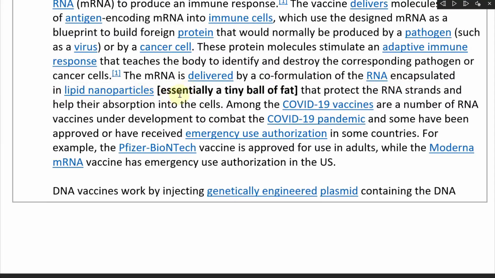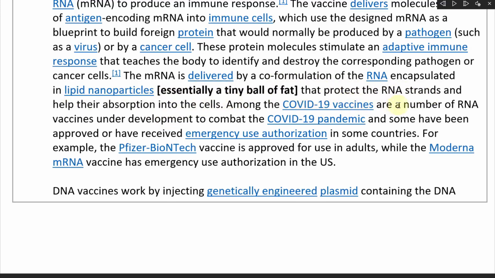nanoparticles, essentially a tiny ball of fat and proteins. In this case, yes, lipid nanoparticles, so you're looking at a tiny ball of fat, and you're putting this mRNA inside to inject. So the mRNA is delivered by co-formulation of the RNA encapsulated in lipid nanoparticles, essentially a tiny ball of fat, that protects the RNA strands and helps their absorption into the cells.